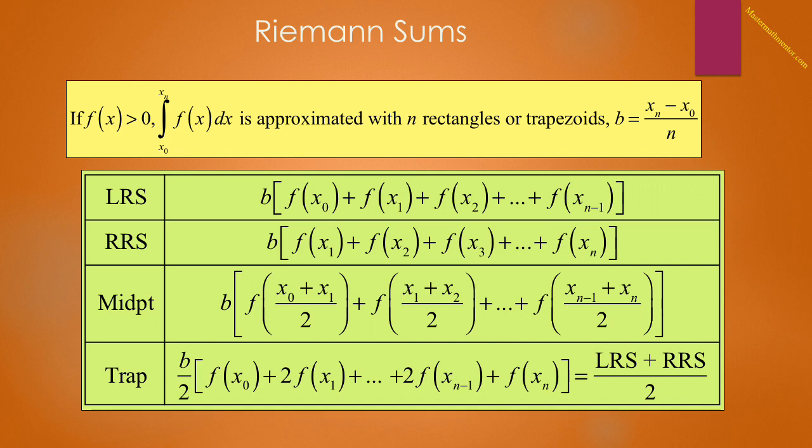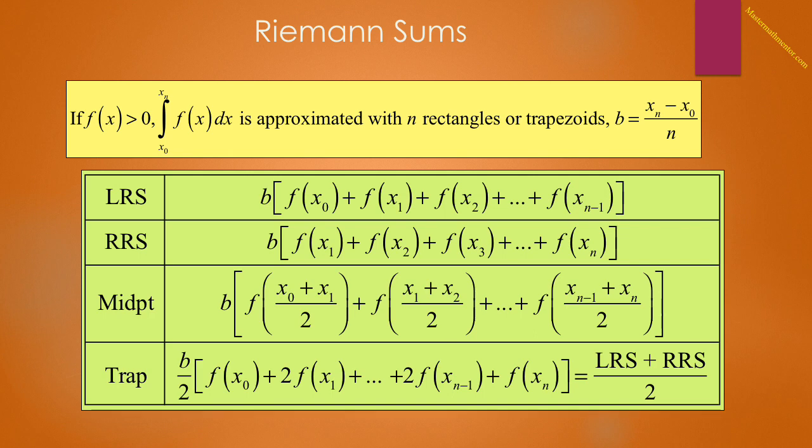The midpoint formula is b times the quantity f of x0 plus x1 divided by 2 plus f of x1 plus x2 divided by 2 plus ... plus f of x sub n minus 1 plus x sub n divided by 2. The trapezoid rule is b over 2 times the quantity f of x0 plus 2f of x1 plus ... plus 2f of x sub n minus 1 plus f of x sub n.